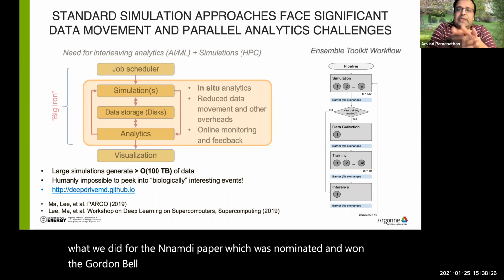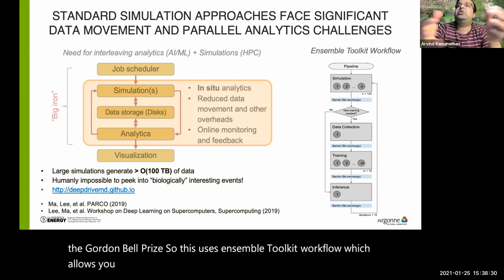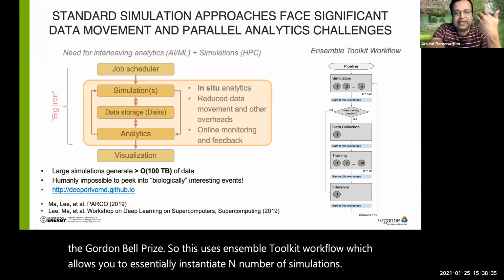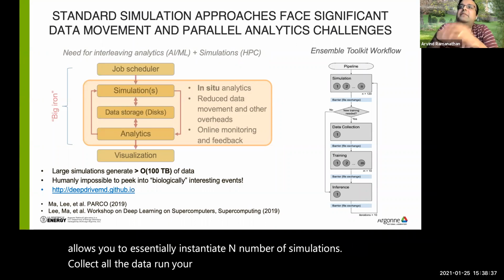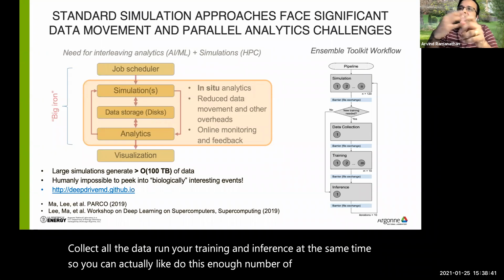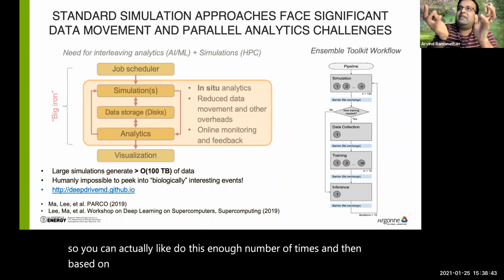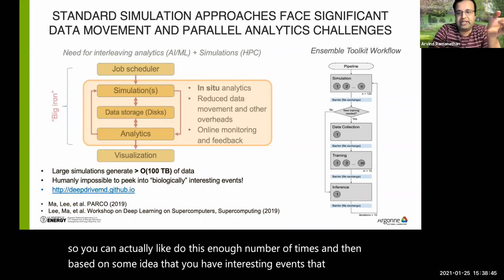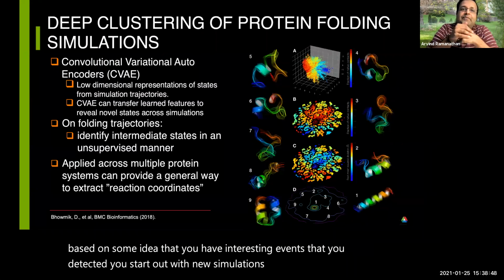So this uses the ensemble toolkit workflow, which allows you to essentially instantiate n number of simulations, collect all the data, run your training and inference at the same time. So you can actually do this enough number of times. And then based on some idea that you have interesting events that you detected, you start out with new simulations, and I'll detail that a little later.